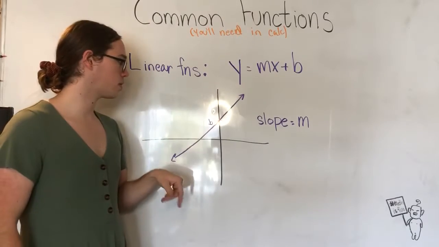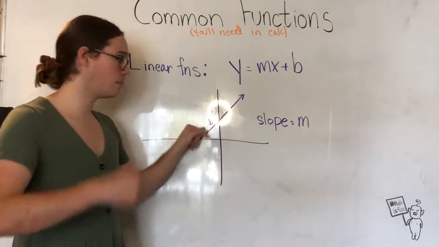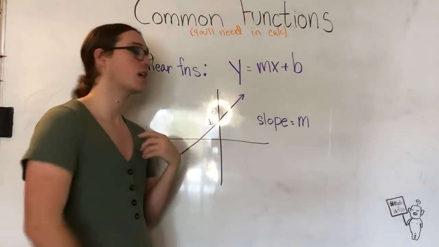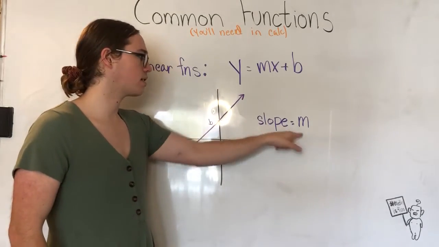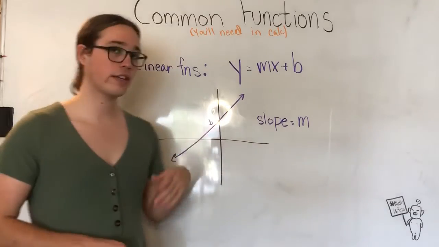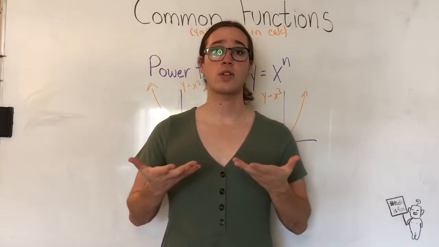y equals mx plus b, where we have a y-intercept at b. That means it crosses the y-axis at the point b, and then we have a slope of m. So linear functions, cool. Now we're doing power functions.